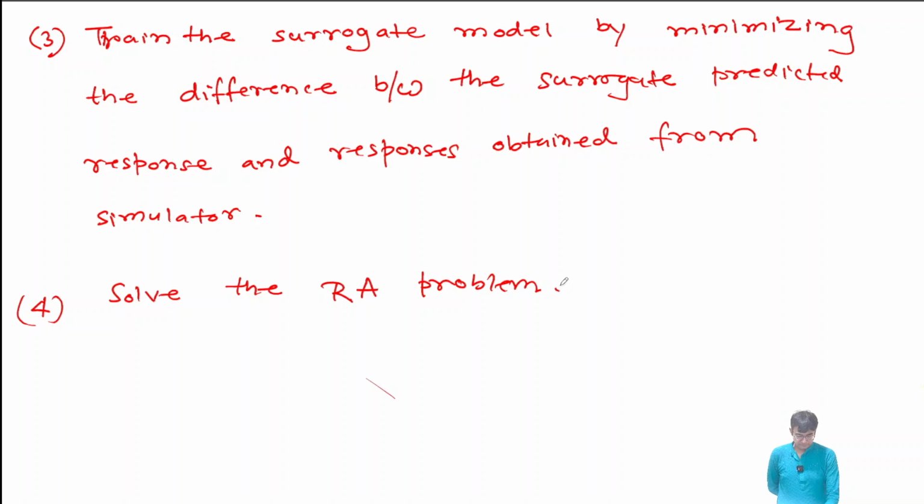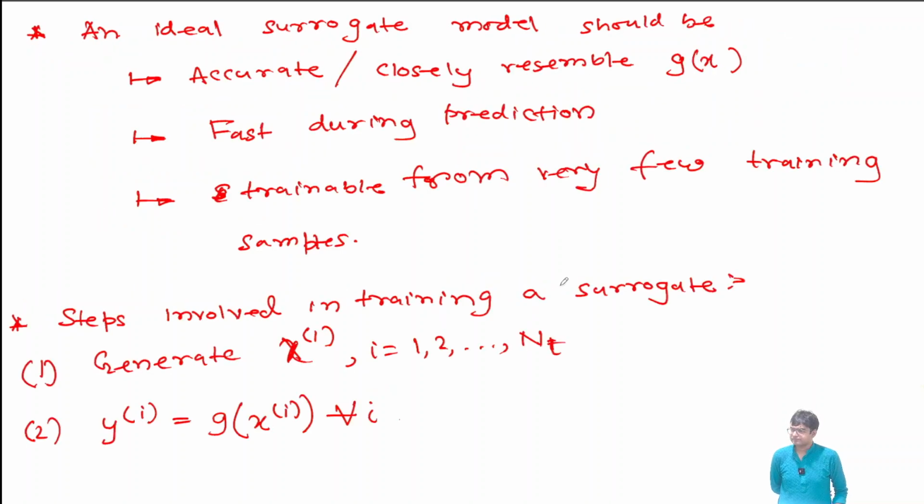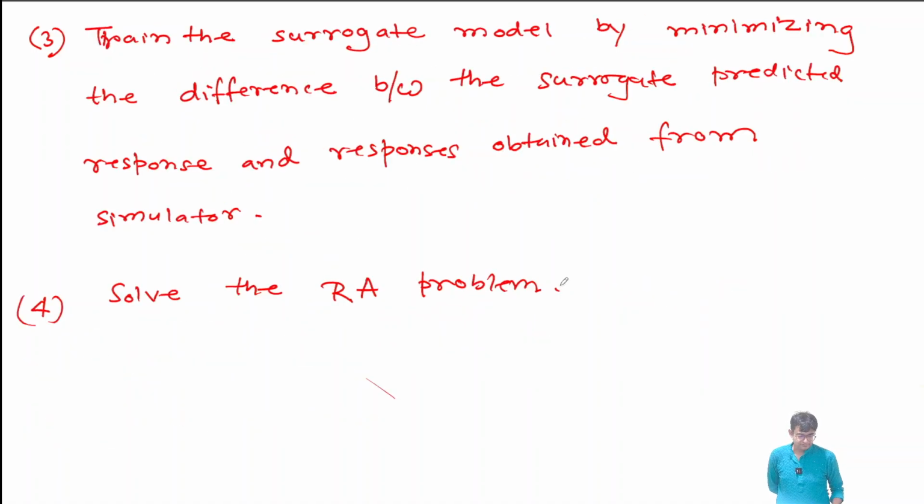3 and anything else? So, one is generating X, second is evaluating Y, third is training, and fourth is solving RA. So, out of this 3 you said is important, and that is correct, because that ensures that the surrogate is accurate and all those things, right. So, it is correct. What else? That is the most time consuming one, but you cannot really do anything with that because G is given to you.